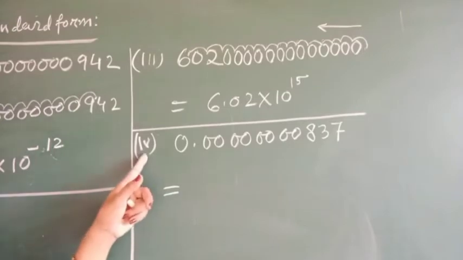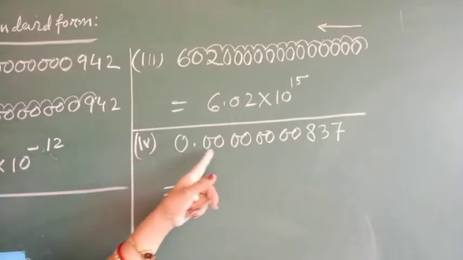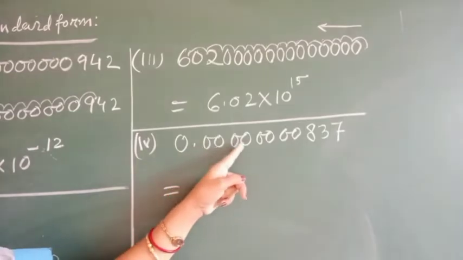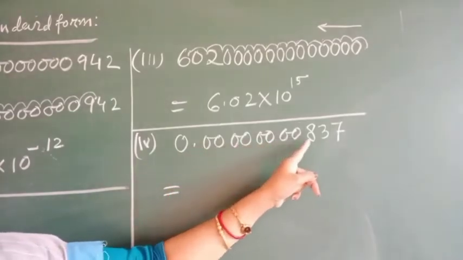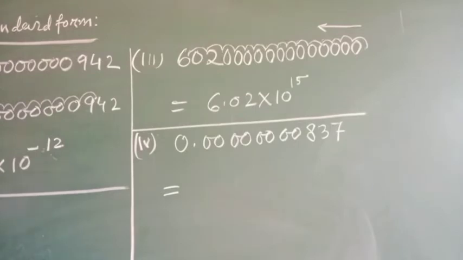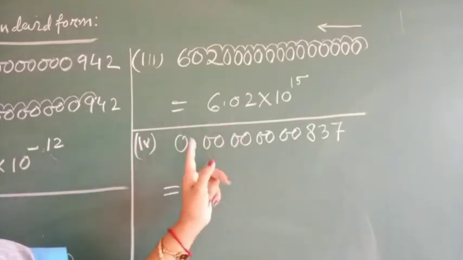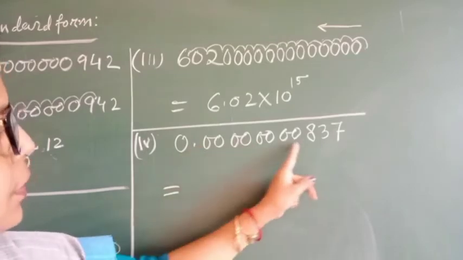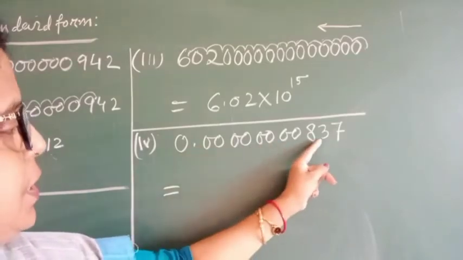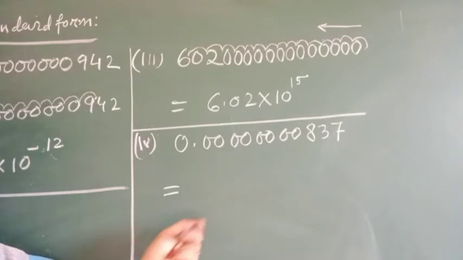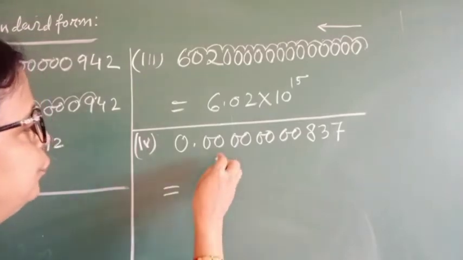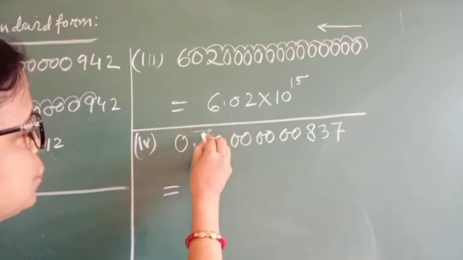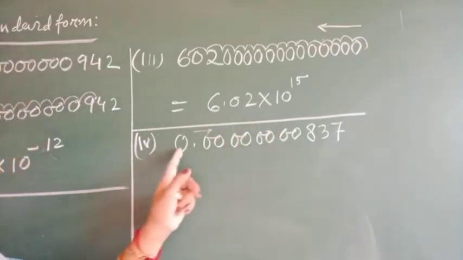Now question number 4. Look at the digit 0.00000000837. After the point there are 8 zeros, and then 837, because after the point these are on the right side. So 8 zeros and 837. You have to express it in standard form. The point will move to the right side.